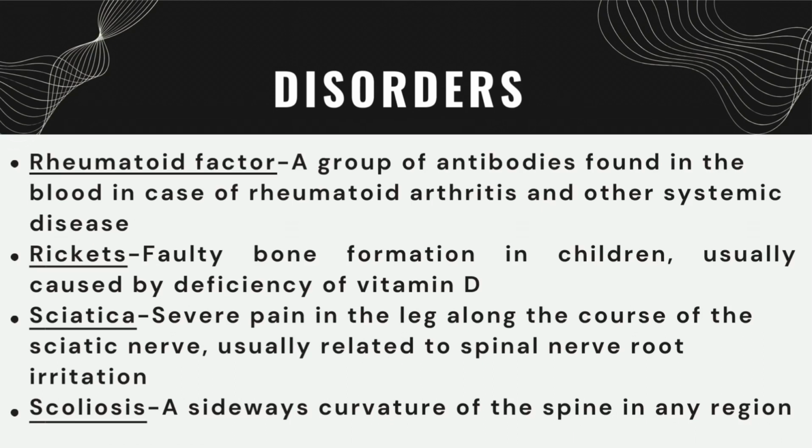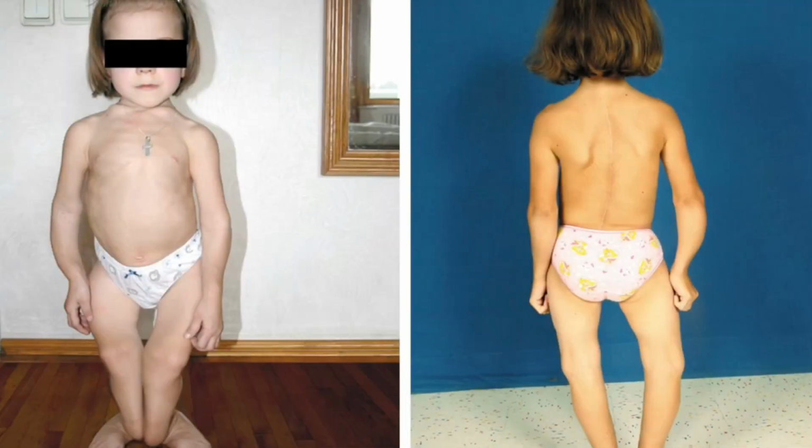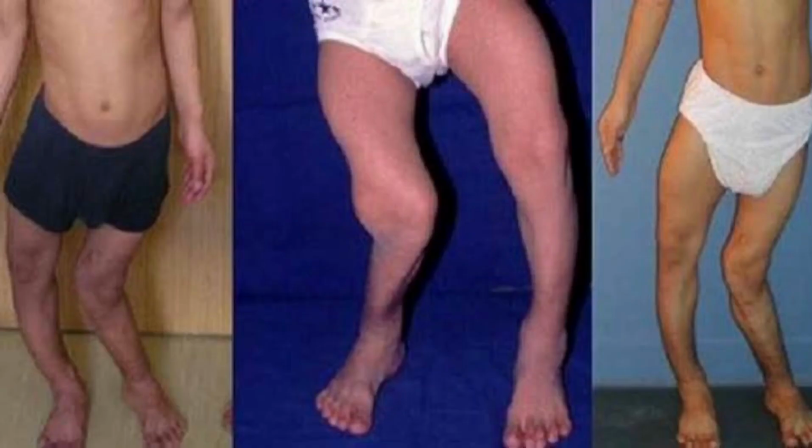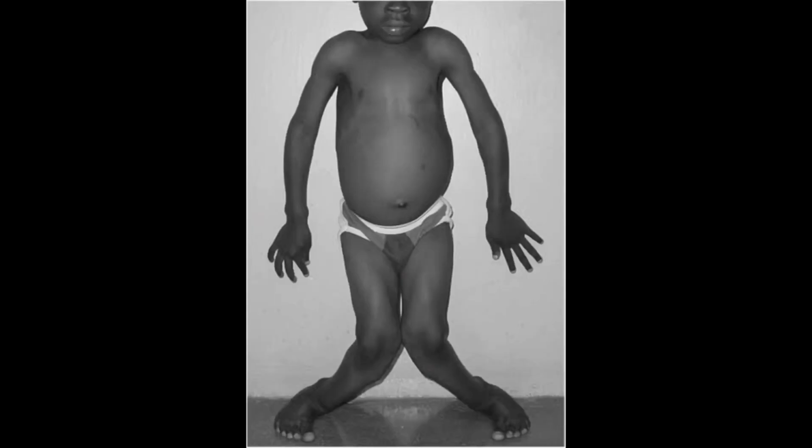Rickets. Rickets is faulty bone formation in children usually caused by deficiency of vitamin D. It is often noticeable between the ages of 6 months and 3 years. Parts of the skeletal structure that rickets can impact are long bones, spine, pelvis, chest, skull, and joints.